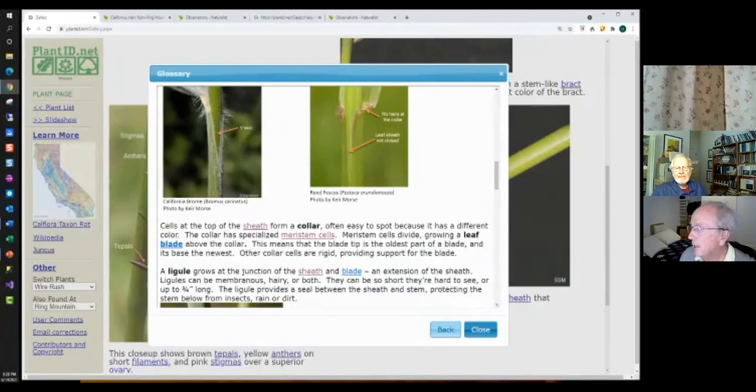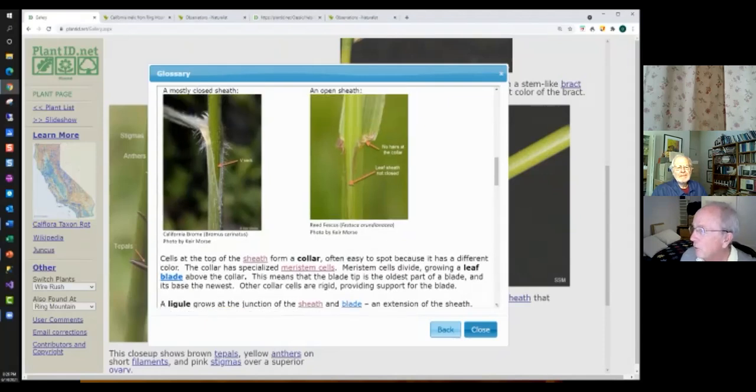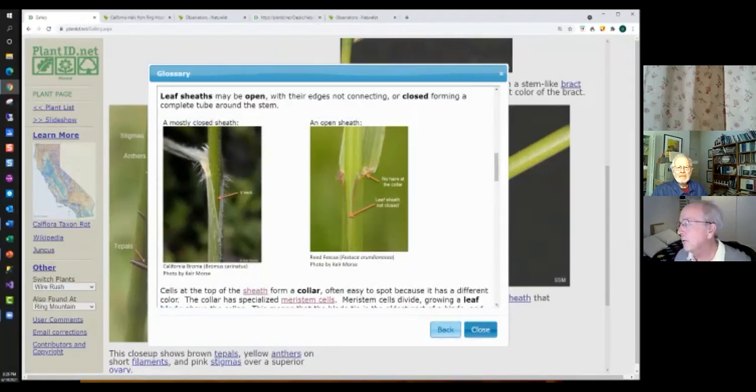This means that the blade tip is the oldest part of the blade and its base is the newest. And this is really useful to know about grasses because grasses are often grazed. If an animal comes along and chews on the leaf, no problem, because the reproductive part is down at the base of the leaf and it can continue to grow out. If the animal, on the other hand, chomps the whole stem and eats the collar area, then that leaf will never grow again.